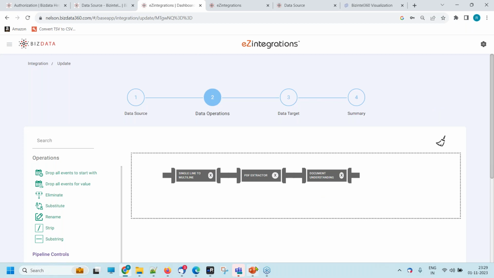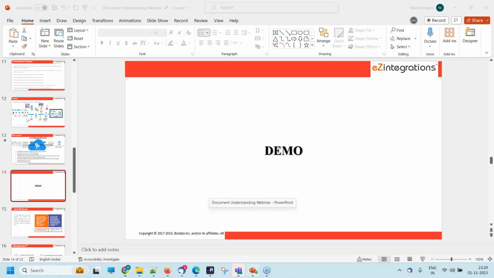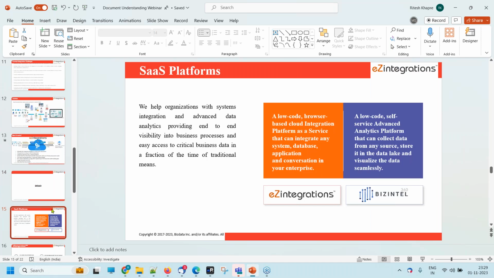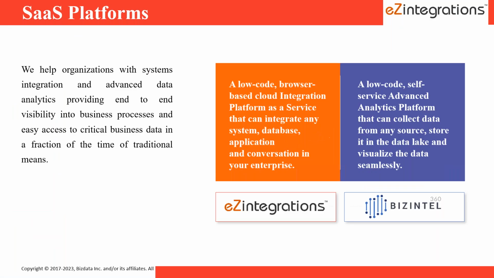So that takes care of how we extract data from a wide variety of sources. You can always use the eZintegration application, where you can extract data from any sort of PDF files or Word documents, put them into a SharePoint location or Amazon S3 location, read them, and then send it to your target system. Do it for analytics, do it for integration, or use it for your day-to-day operational activities.